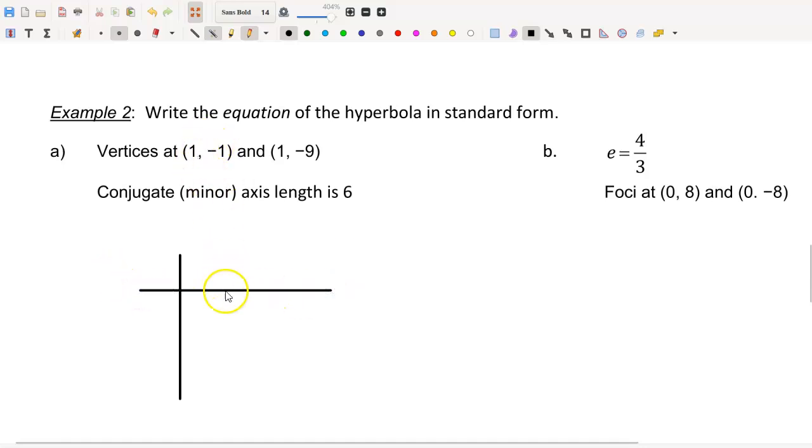So we got 1, negative 1 right about here. 1, negative 9 right about here. Just like the ellipse, the center will be in the middle. So the middle of negative 1 and negative 9 is negative 5.